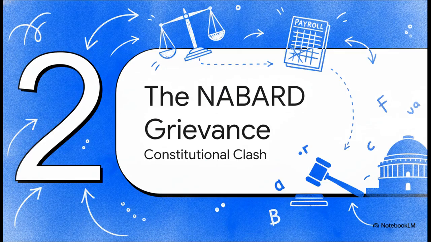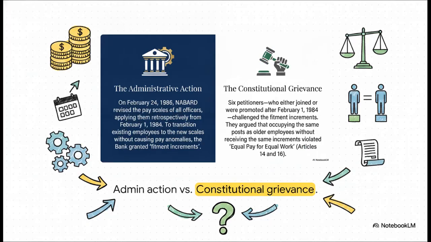Section 2. The Nabard grievance, a constitutional clash. This image right here brilliantly illustrates the core conflict we're dealing with. Back on February 24, 1986, the National Bank for Agriculture and Rural Development, or Nabard, revised the pay scales for all its officers. But they applied it retrospectively, backdating the whole thing to February 1, 1984.